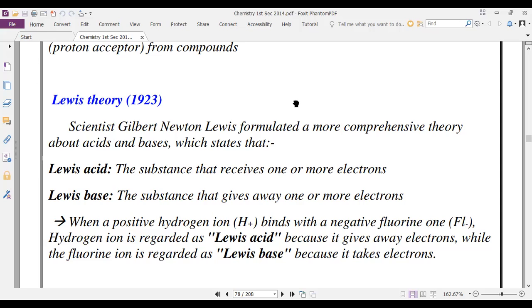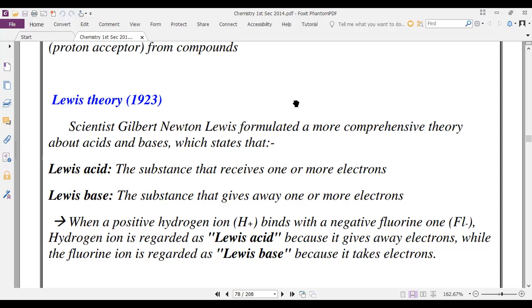According to Lewis theory, an acid is the substance that receives one or more electrons, while a Lewis base is the substance that gives away one or more electrons. Right? So it talks about what? It talks about the transfer of electrons, not protons or hydrogen.